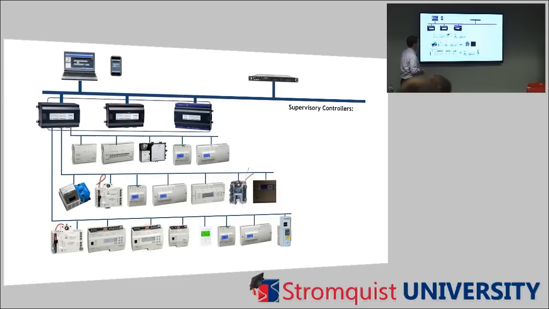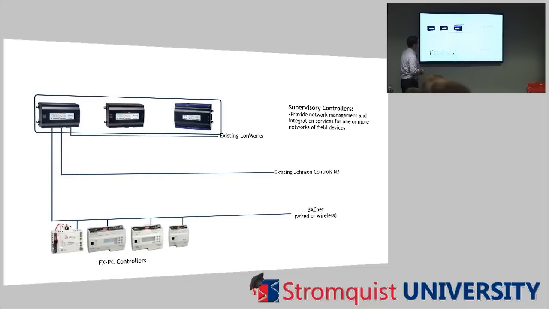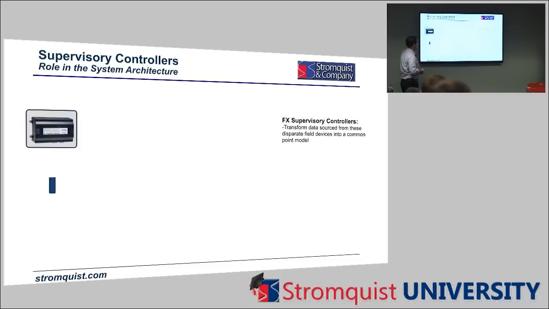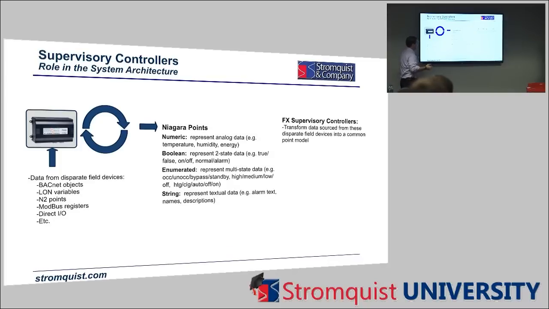Let's just go ahead and get ahead here for a little bit. What the Jace does is basically take all these different field devices talking all these different languages, and we're pulling them into that Jace via the wiring that we talked about in the system architecture. Then the Jace does a process called relativizing, and it creates Niagara points, which is the common language that everything can speak at that point.